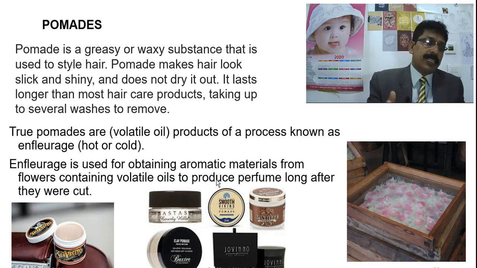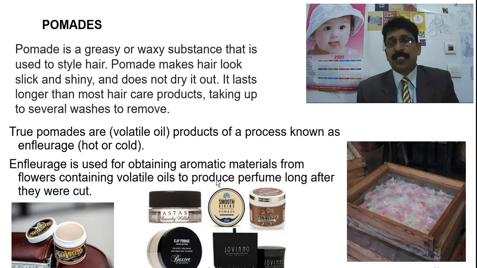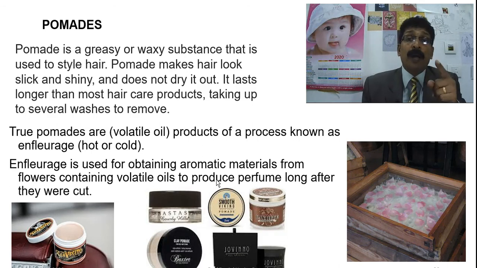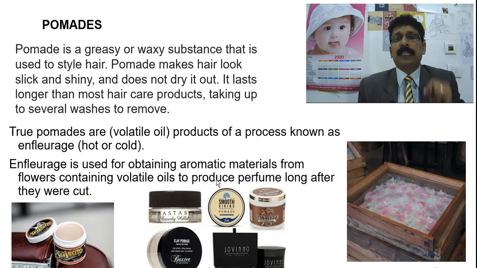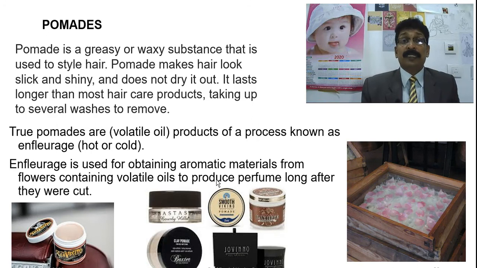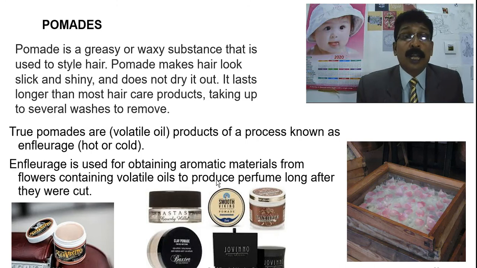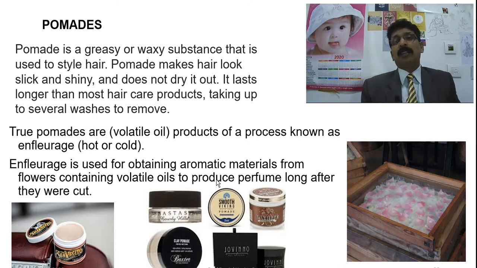So enfleurage, there are hot enfleurage technique, cold enfleurage technique. In that you can get pomade, because in enfleurage technique, how they are called as pomade, you should know that pomade is obtained from enfleurage technique, means the enfleurage technique should contain wax. Am I right? Wax containing flavoring volatile oil, they are called as pomade, means in enfleurage technique also there should be wax used. That is what your understanding should remember, which will be helpful for the next slide. True pomades are volatile oil products of a process known as enfleurage, hot or cold technique.